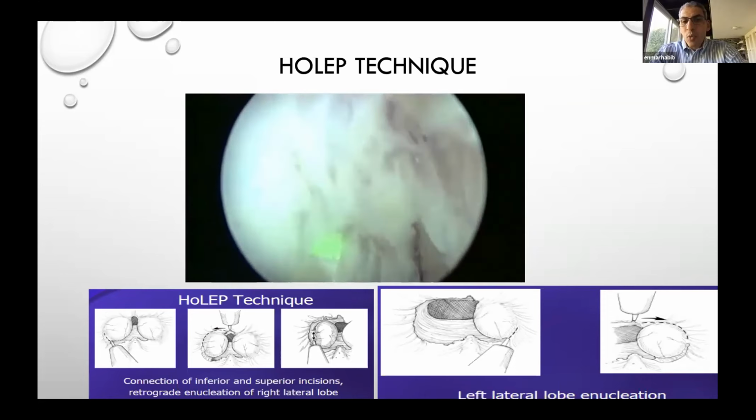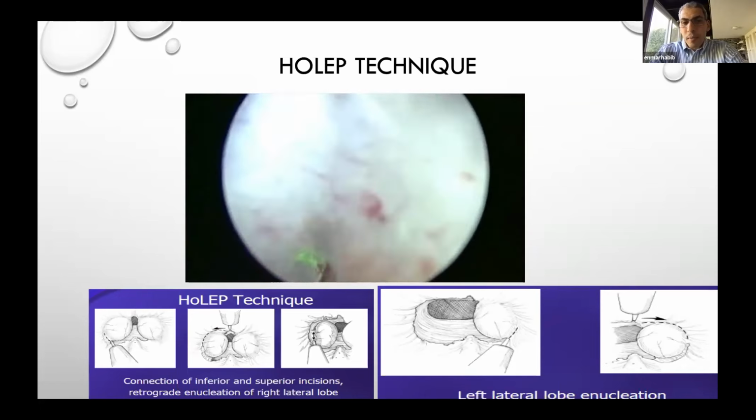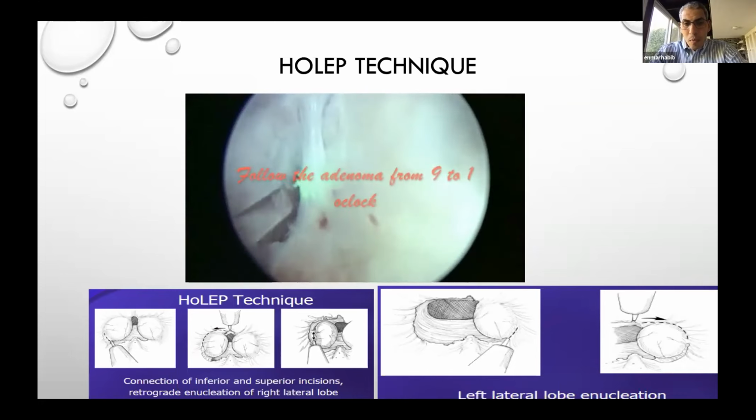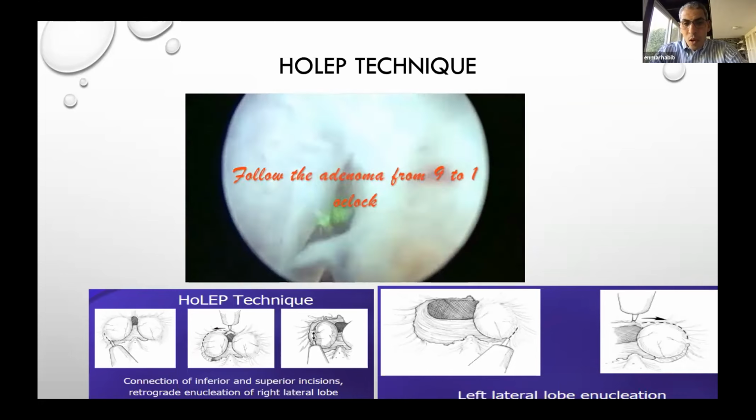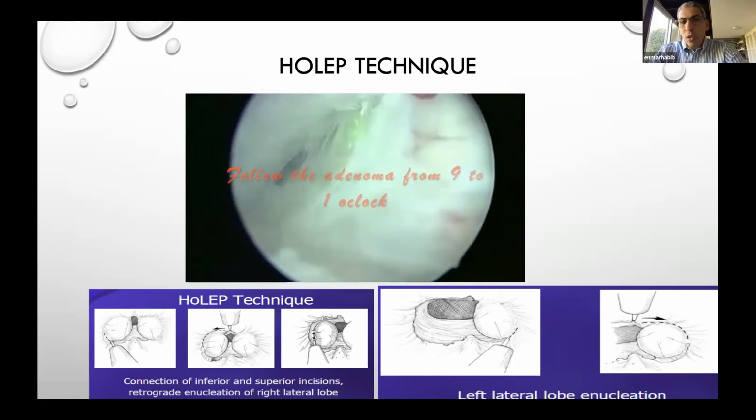And you have to keep all the adenoma in the same line, so you are not digging into a hole. So you follow the whole line of the adenoma. And the anatomy of the prostate dictates where you go. So we are not cutting inside the adenoma. We are just following the anatomical plane.